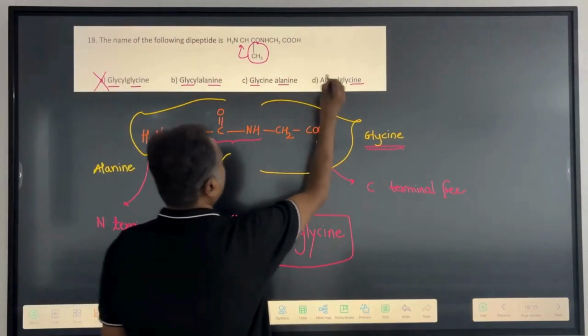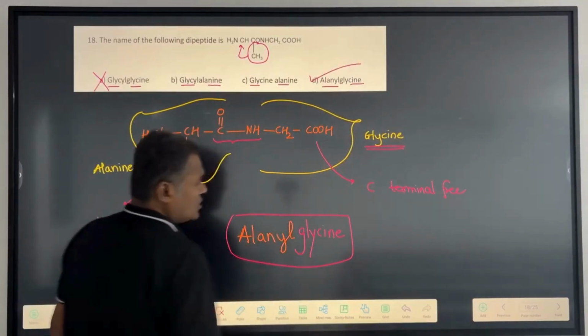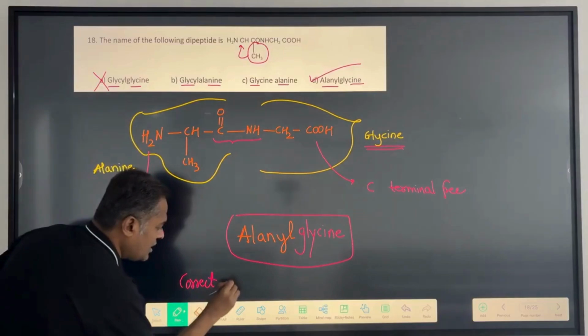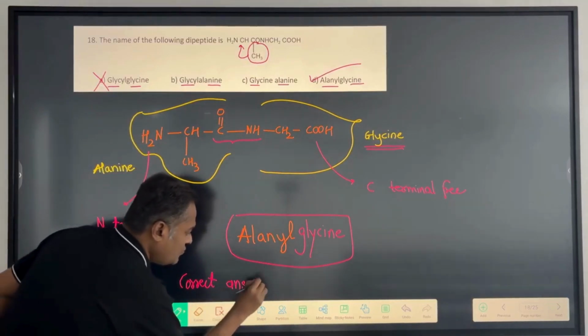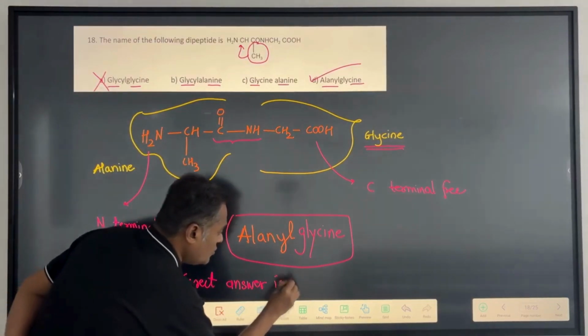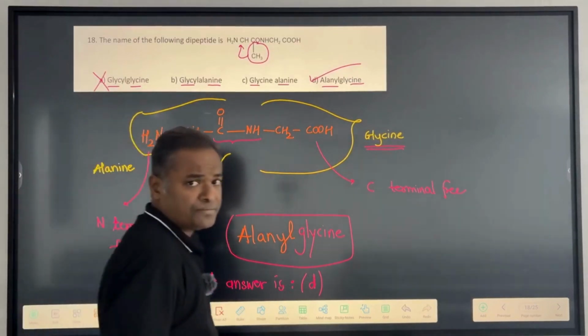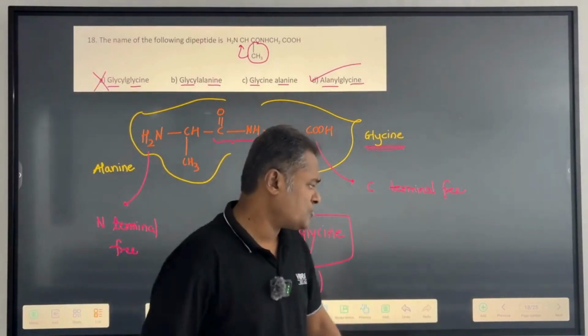Alanyl glycine is something like this. So the correct answer for this MCQ is D. I hope it is clear, child. Let's proceed with the next question.